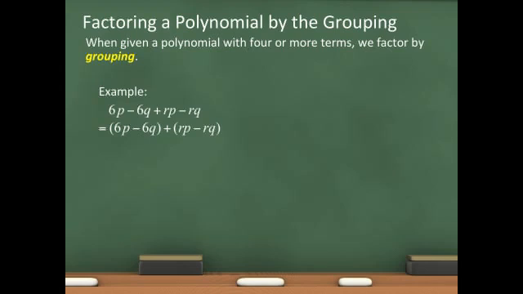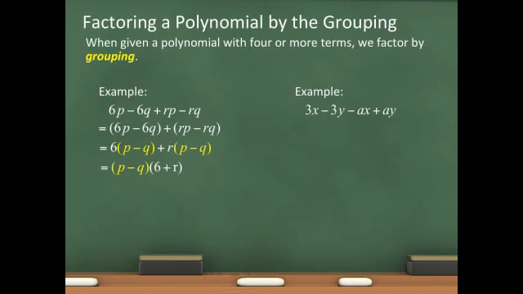In the first group, notice that the 6 is the GCF for those two terms. So we factor out the 6 and rewrite as 6 times the binomial p minus q. In the second group, notice the r is the GCF, so we proceed to factor it out and rewrite as r times the binomial p minus q. Notice that the binomial p minus q repeats or is a common factor. This means that it is the GCF too. So again, we can factor out this GCF and obtain our final answer, which is the binomial p minus q times the binomial 6 plus r.